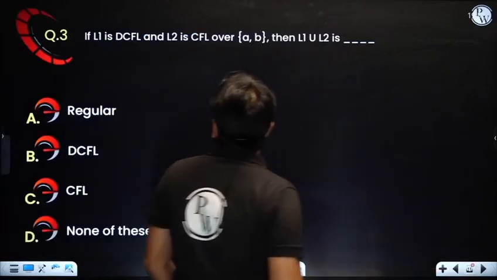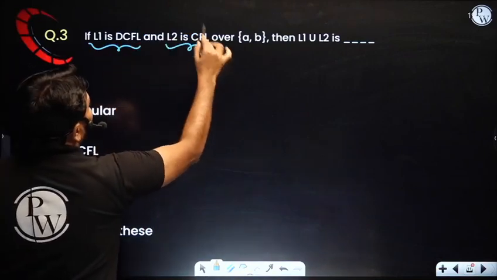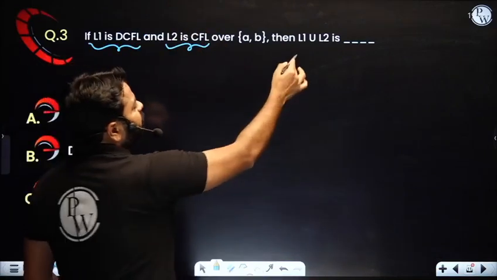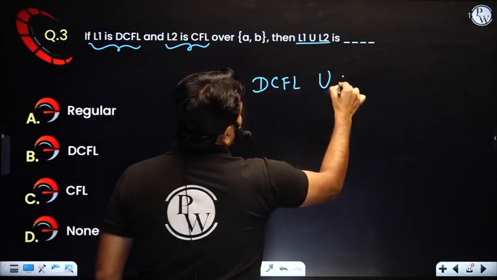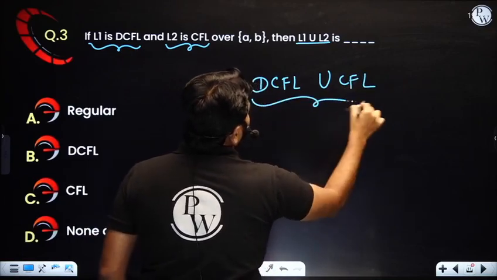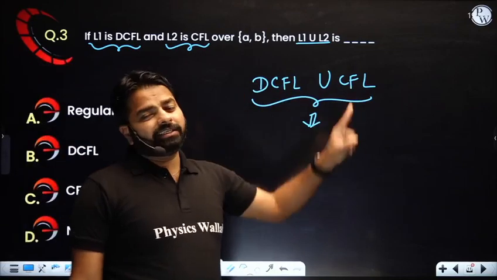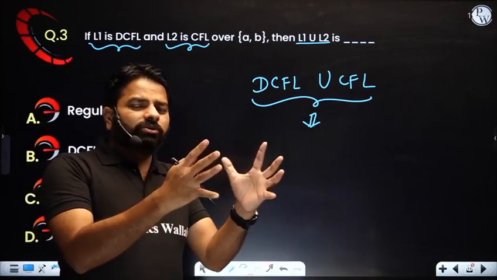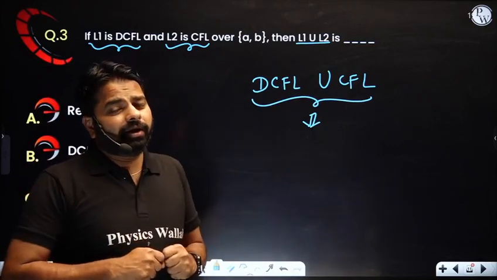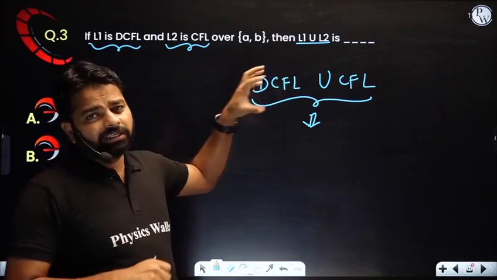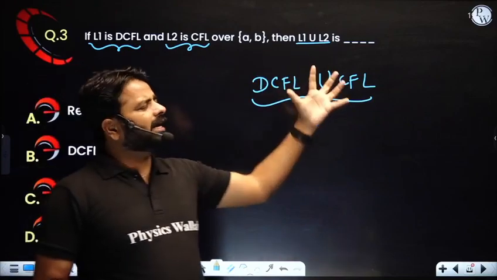Next, L1 is DCFL and L2 is CFL. Then what are you trying to do here? The union of a DCFL and a CFL. What happens for this? You are trying to do the union of two languages which are not in the same domain. So this is somewhat different. You may take any DCFL, you may take any CFL.